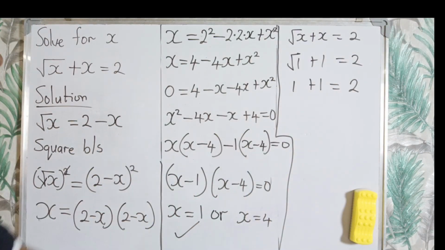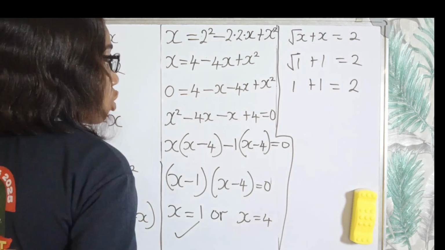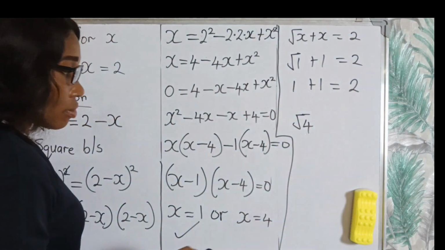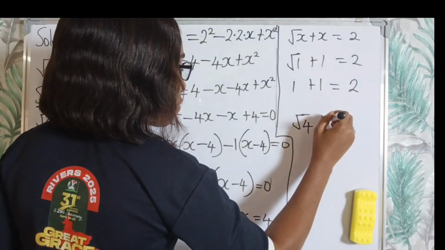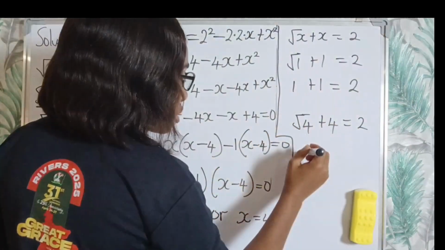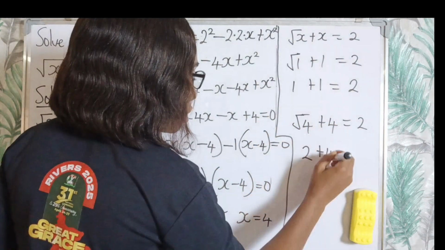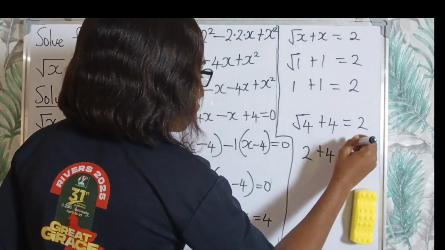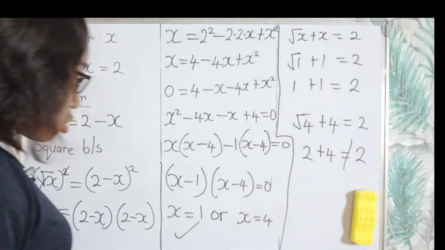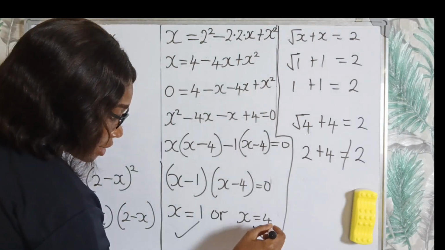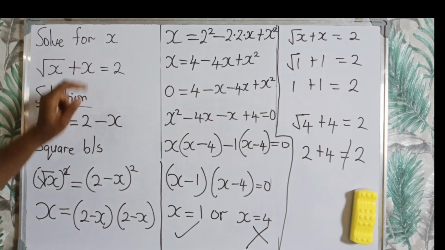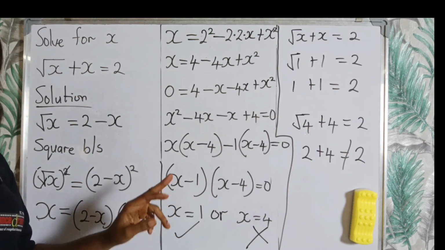So let's try with the second value of x. So for root x, we're going to have root 4, plus 4 equals 2. So root 4 is 2, plus 4. Is this equal to 2? No. 2 plus 4 is 6, and 6 is not equal to 2. So the second value of x is not the real value of x. So for this question, the value of x is 1.